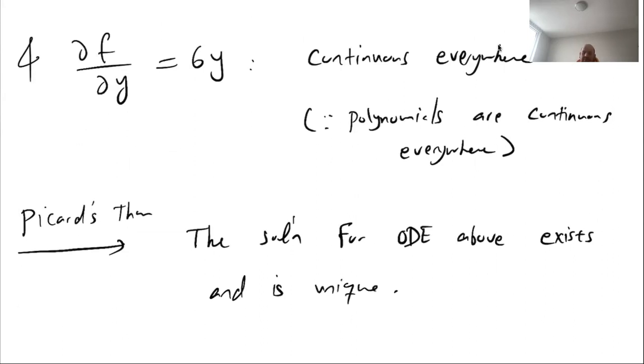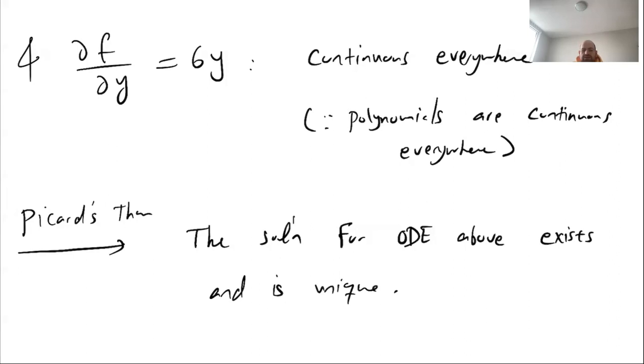Okay, so please remember that if you want to apply Picard's theorem, you need to check two conditions. The original function, small f in the right-hand side, must be continuous. That's one condition. Second condition, the derivative of that function with respect to y also must exist and be continuous at the point x naught, y naught. If both these two conditions are met, then you can apply Picard's theorem.